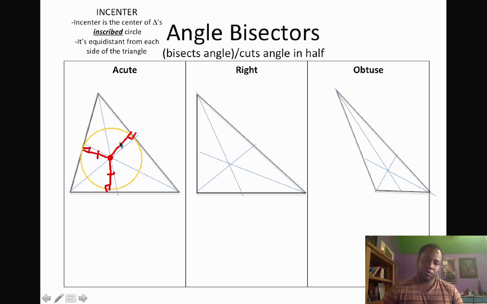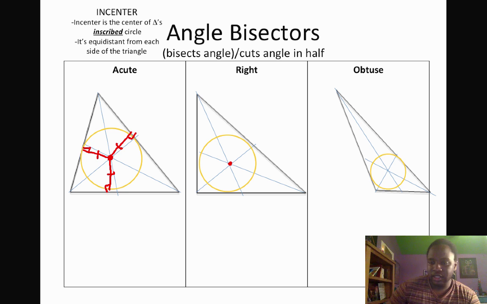And we can do the same thing here. So here would be the incenter for a right triangle and the incenter for an obtuse triangle. So the incenters are always inside the triangles, or the interior of the triangles.